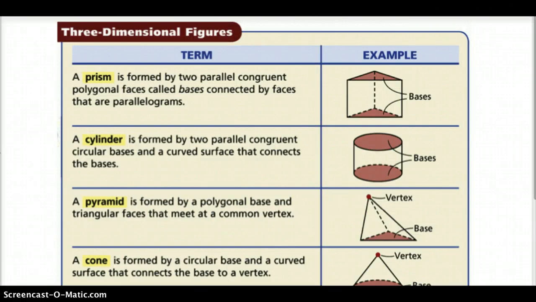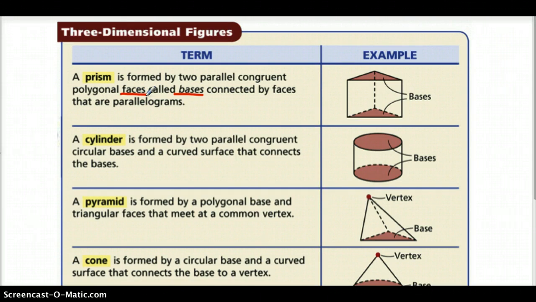Let's look at some more important vocabulary when we're looking at three-dimensional figures. The first one is a prism. A prism is formed by two parallel, congruent, polygonal faces that are called bases.